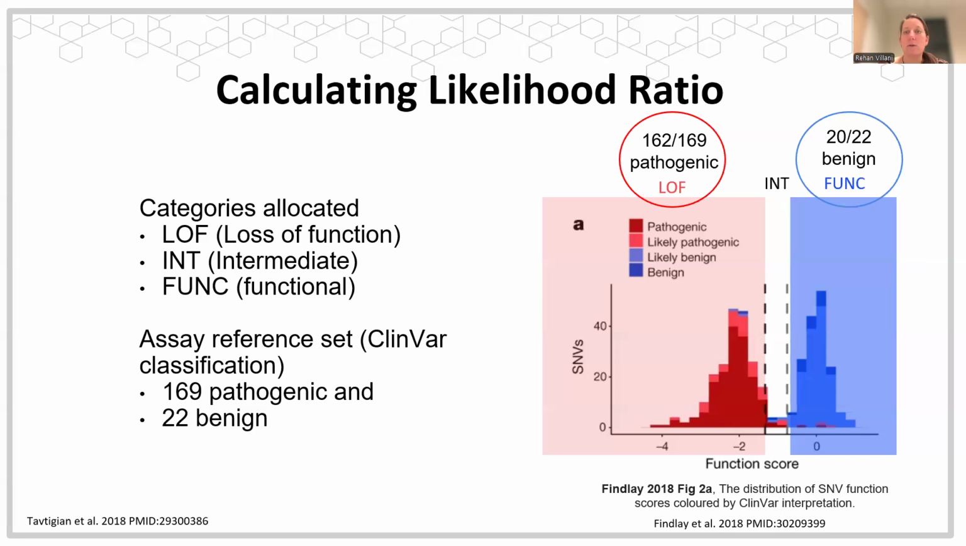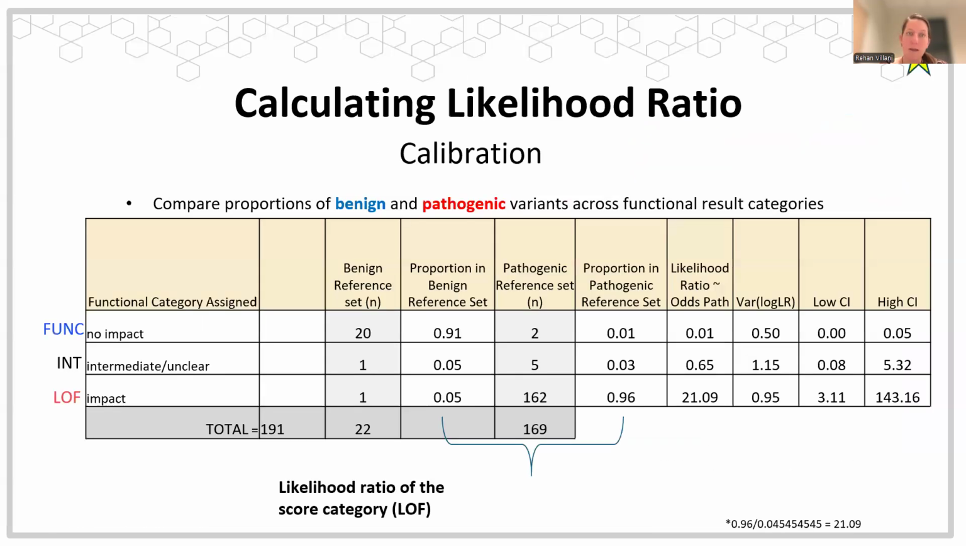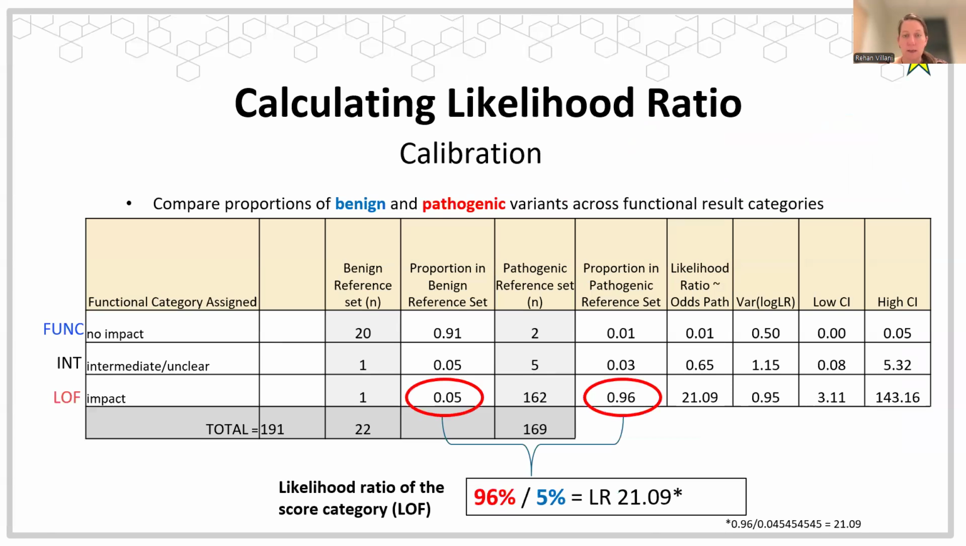So 162 of the 169 pathogenic variants have been correctly predicted as loss of function. 20 of the 22 benign variants have been correctly predicted as functional. So we can calculate the likelihood ratio for each of these categories. I'm going to show you the calculation for the loss of function category. So you can see here that 162 of the 169 over the one variant that has been incorrectly predicted as benign, to calculate a likelihood ratio of 21.9.